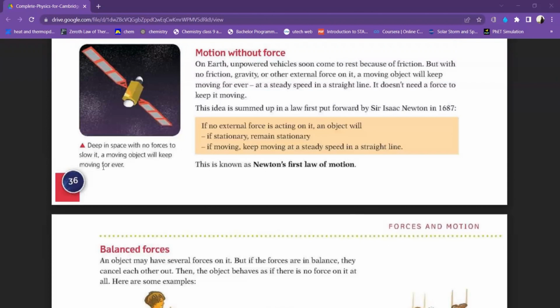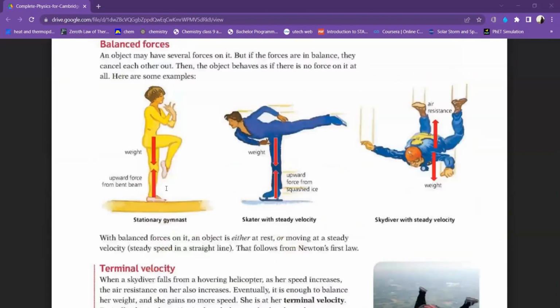अब यहाँ ये लिखा है deep in the space with no forces to slow it, a moving object will keep moving forever. अच्छा भी. And we call this thing as a Newton's first law of motion. No force means steady motion or at rest. Okay, then you have balanced forces. An object may have several forces on it, but if the forces are in balance, they cancel each other out. Then the object behaves as if there were no force on it at all.